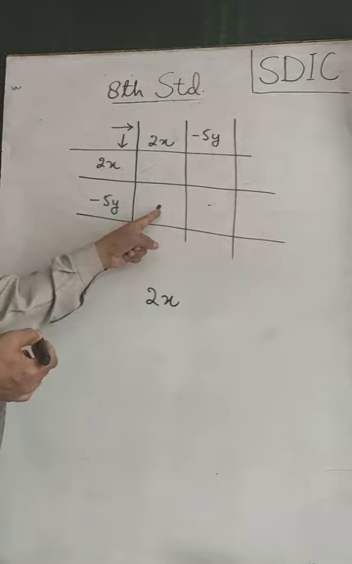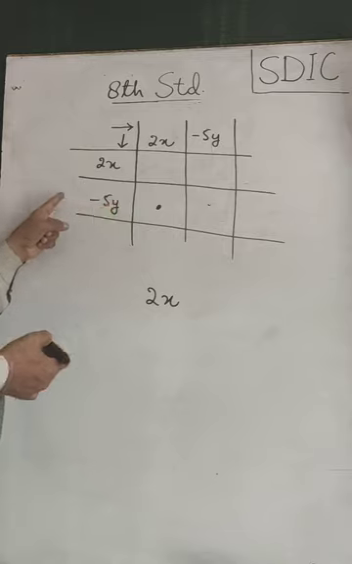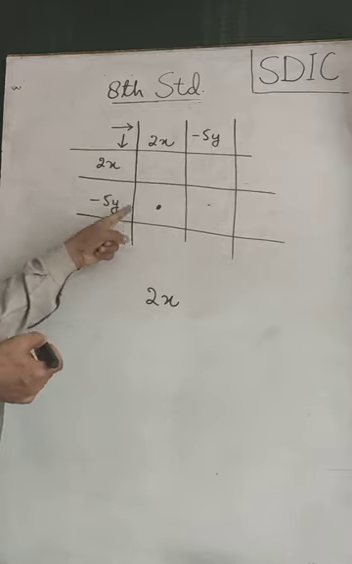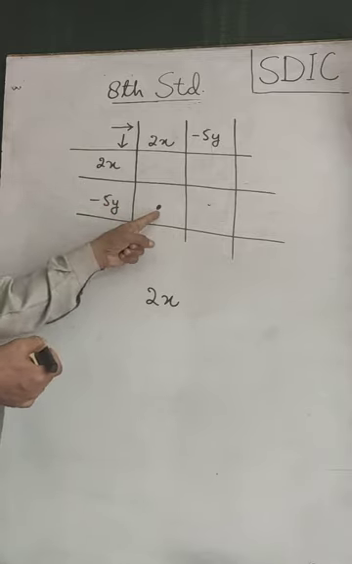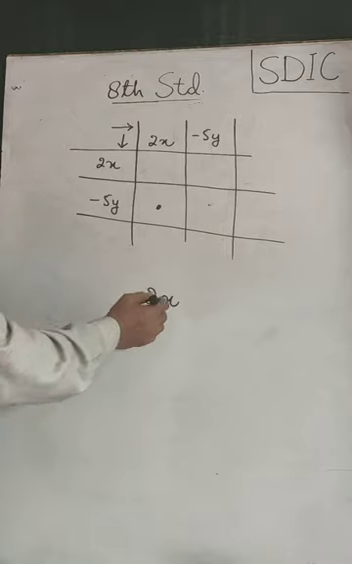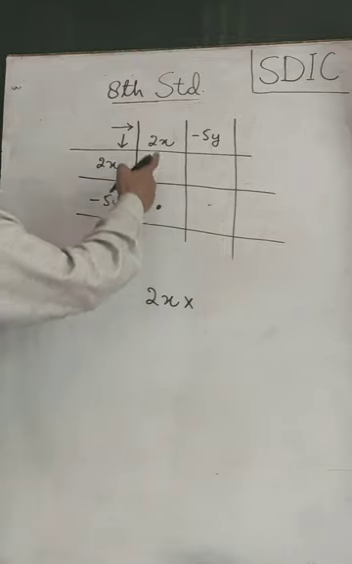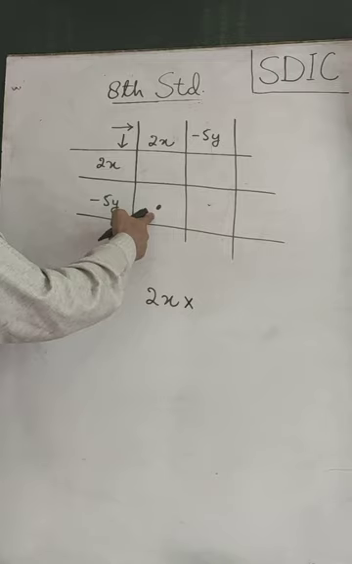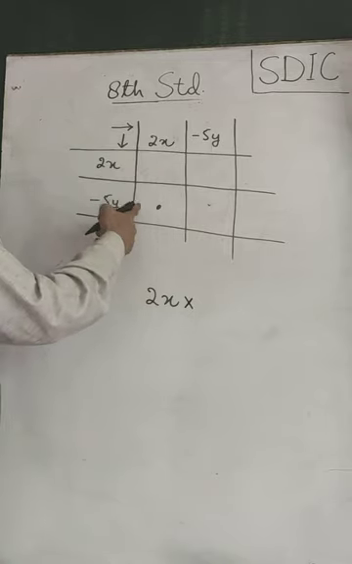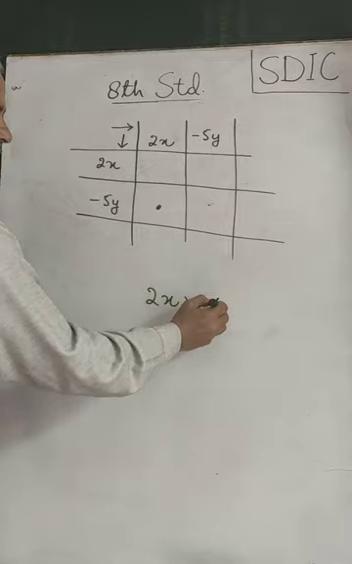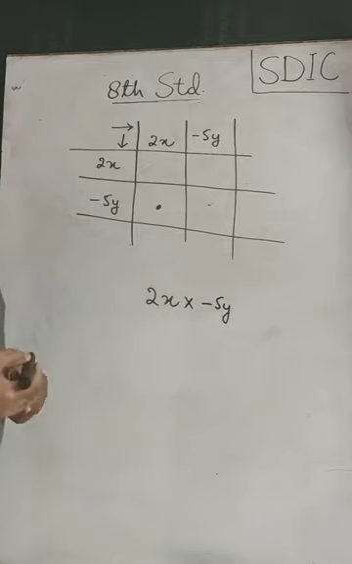And in line with this, on the left side, you will find the second expression written. It is here in line with this: minus 5y. This means the 2x on the top, in line with the slot I have chosen, is multiplied by minus 5y. The second monomial is minus 5y.